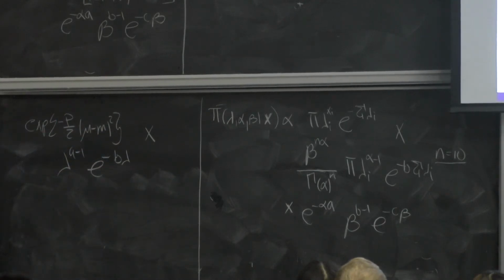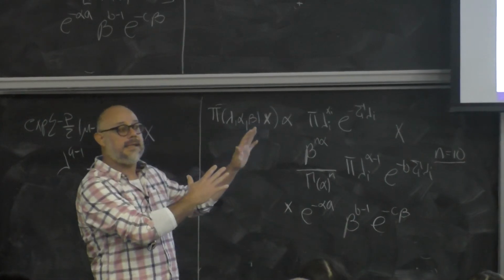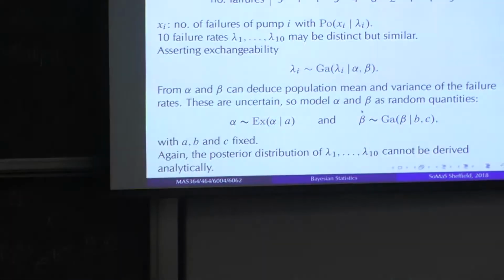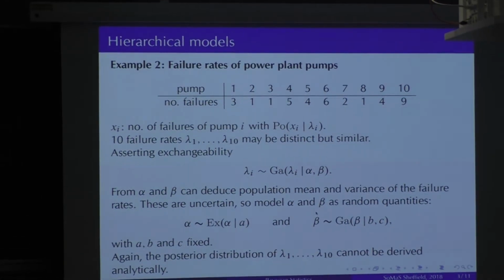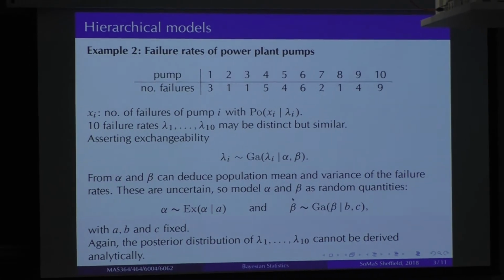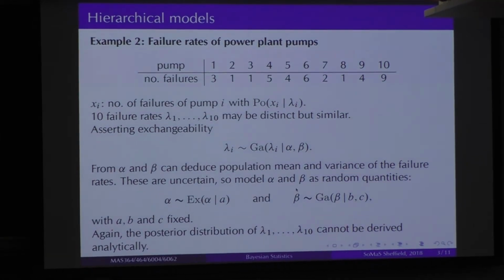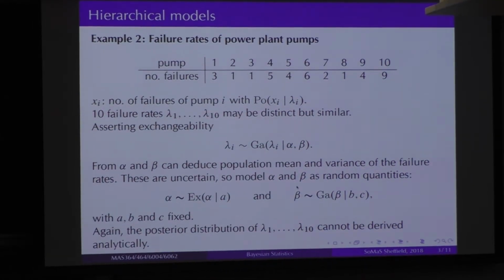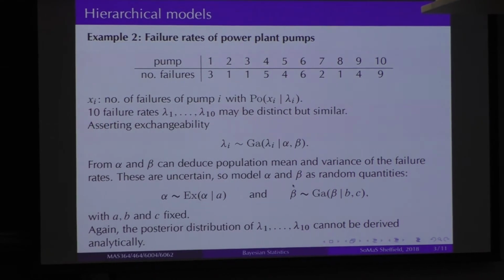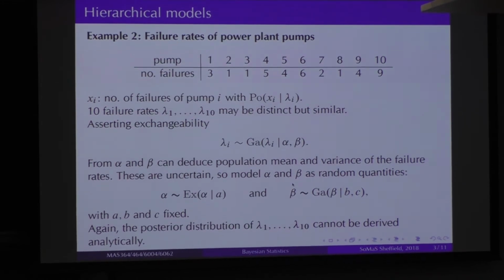So hopefully now you can have a taste of, even in simple cases, having a non-conjugate prior or having a hierarchical structure will lead to posterior distributions that are not analytically tractable. So we need a way of dealing with this in a numerical fashion.